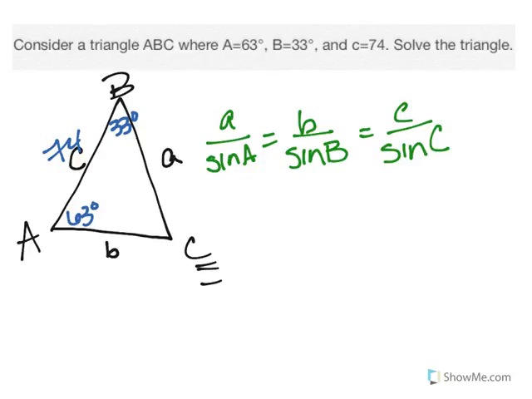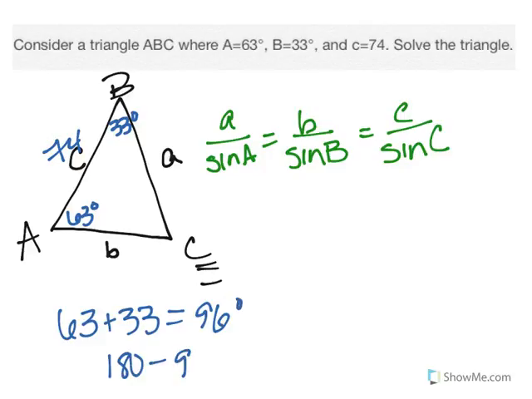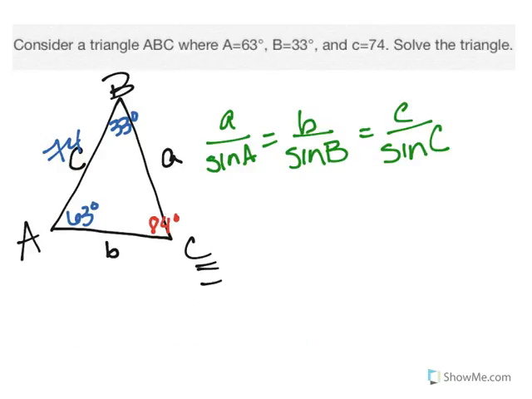What I'm going to do is solve for this angle C. Remember that the angles of a triangle add up to 180. So if we've got 63 plus 33, that's 96 degrees. So 180 minus 96 is 84 degrees. So now we have solved for angle C.